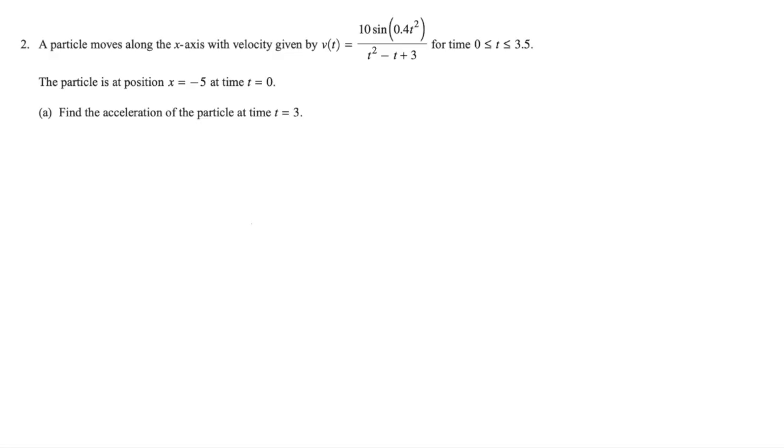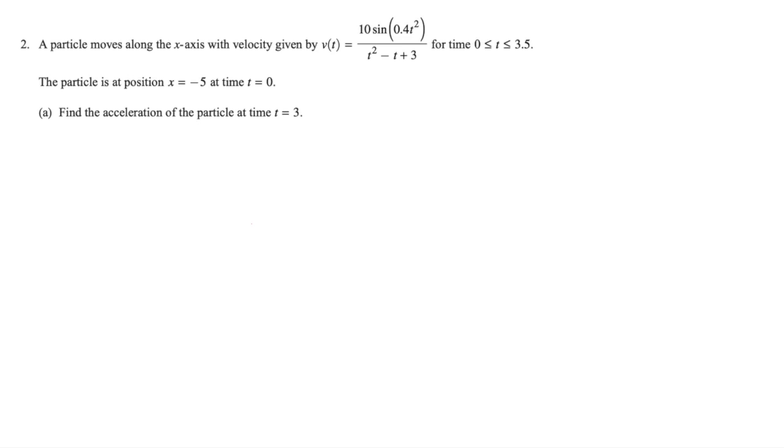A particle moves along the x-axis with velocity given by the formula for the velocity, for t between 0 and 3.5. This is the time interval in which we can use the formula, from 0 to 3.5 seconds. The particle is at position x equals -5 at time t equals 0. In part A, we have to find the acceleration of the particle at time t equals 3.